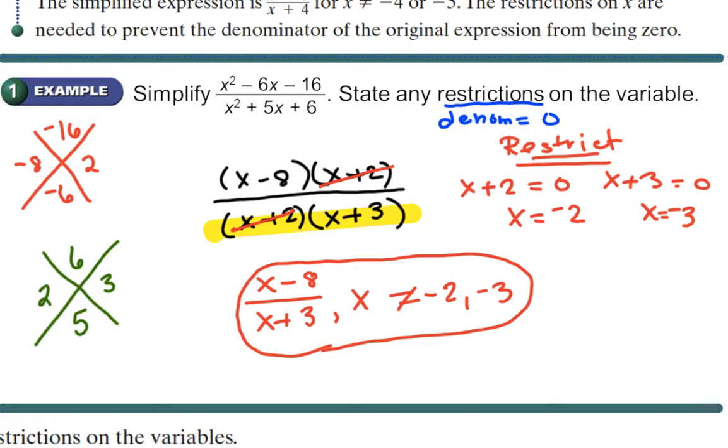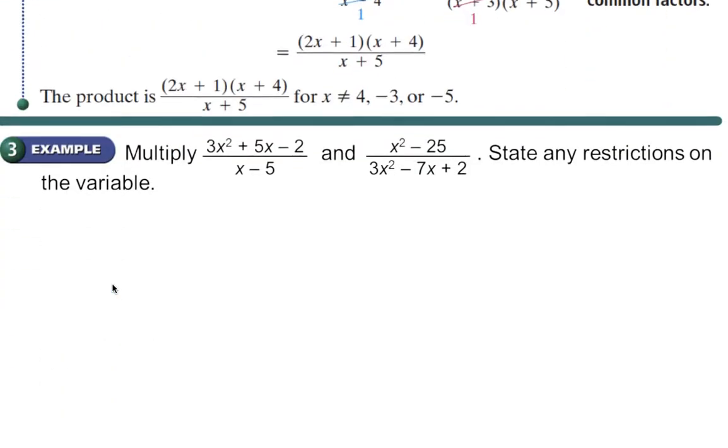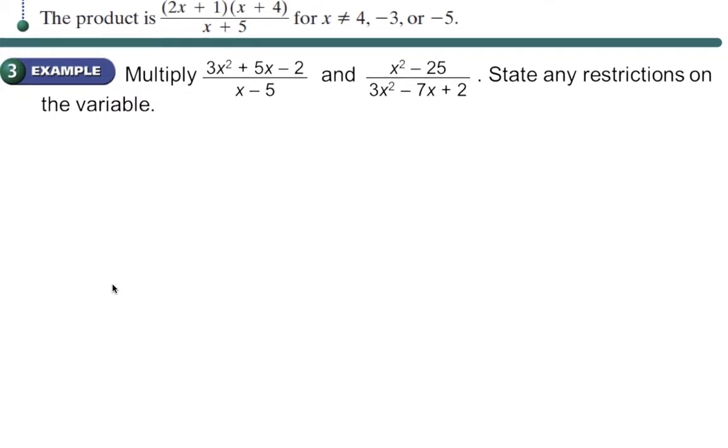Okay, let's go on to example 3. We're skipping example 2 because it does not pertain to anything that we're looking at, and it won't be on the test anyway, so example 3 is going to be best for you. All right, so multiplying rational expressions. Multiplying is super easy because you just multiply across, numerator to numerator, denominator to denominator. And that's all you have to do, right? Except you have to cancel out like terms and state any restrictions.